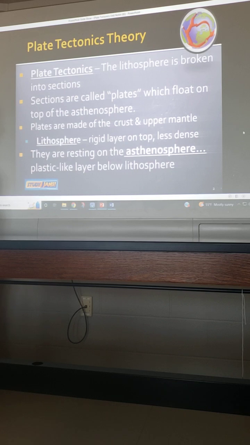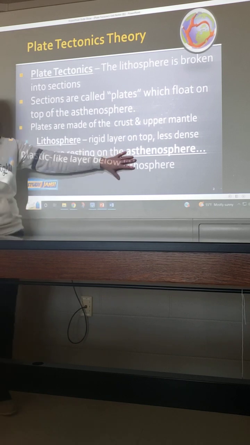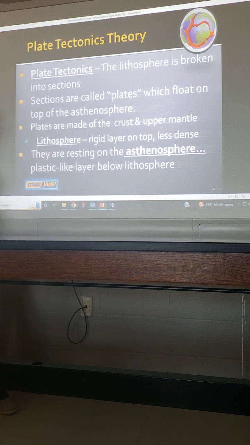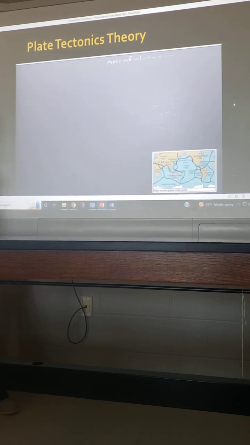Because a lot of really cool and dramatic things happen because of this asthenosphere, and because the lithosphere is floating on this asthenosphere. So this is kind of like the pool, and the lithosphere is kind of like a raft that's floating on it in a way.